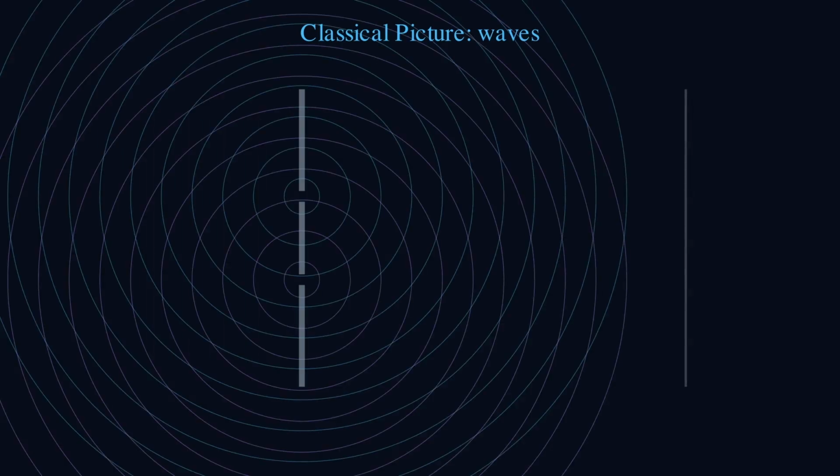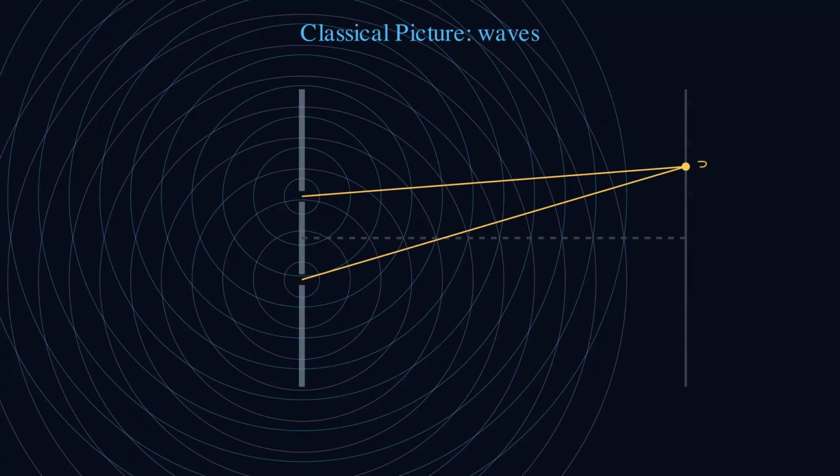Now switch to classical waves. A water wave or a light wave hits the barrier. By Huygens's principle, each slit becomes a fresh source of circular waves. The two circular waves spread, overlap, and interfere. Pick any point P on the screen. Two rays connect to it, one from each slit. Their lengths differ by an amount we call the path difference, capital delta.